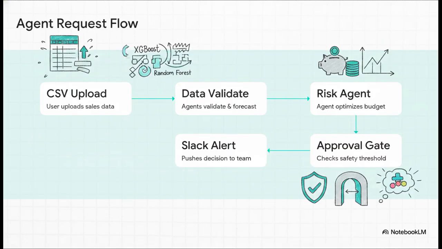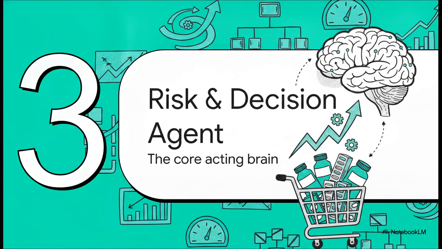And the request flow, it's just beautifully seamless. A user uploads a standard CSV of sales data, boom, instantly. The data and forecast agents run complex XGBoost and random forest machine learning models to predict surges. Next, the risk agent steps up to optimize those predictions against a fixed procurement budget. If the order is deemed safe, it passes the approval gate. And finally, the decision gets pushed straight to the team's Slack workspace. Which brings us to Part 3, the risk and decision agent.